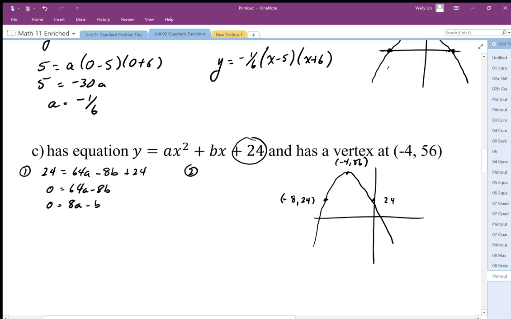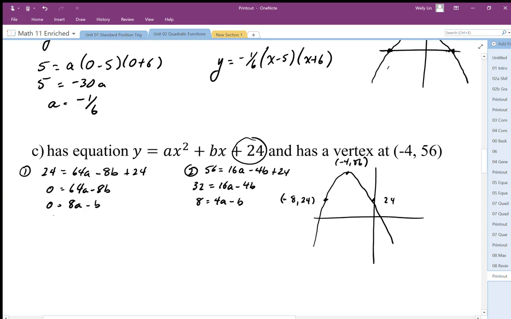I can come up with a second equation by plugging in 56. When x is -4, I get 16a minus 4b plus 24. So I end up with, subtract 24, so that's going to be 32 equal to 16a minus 4b. Divide everything by 4 to simplify that equation. So I end up with 4a minus b equals 8.